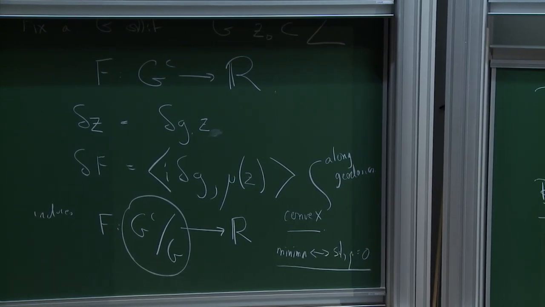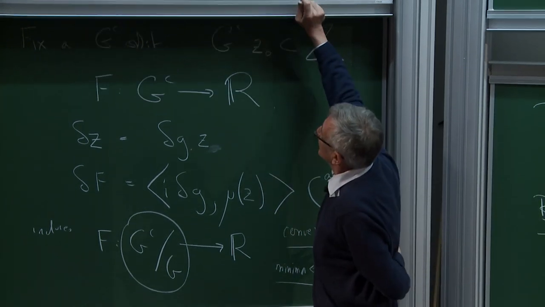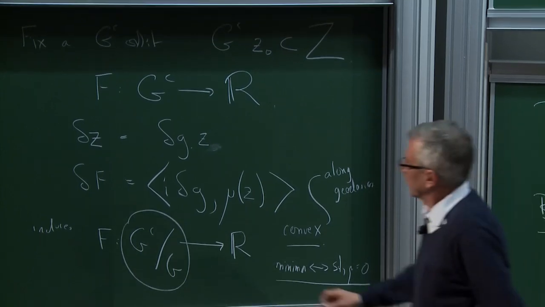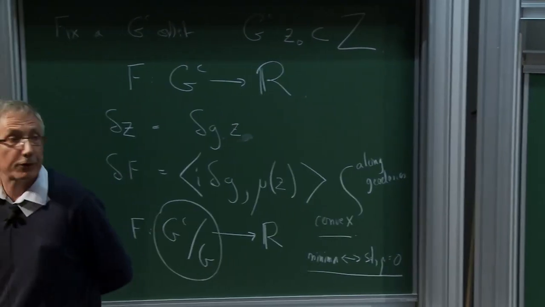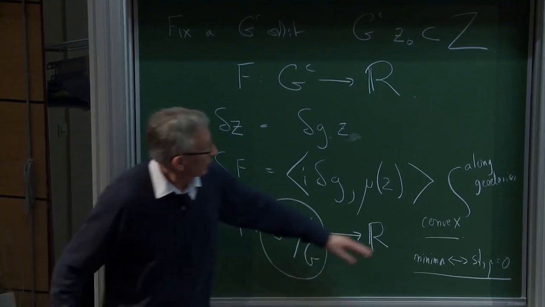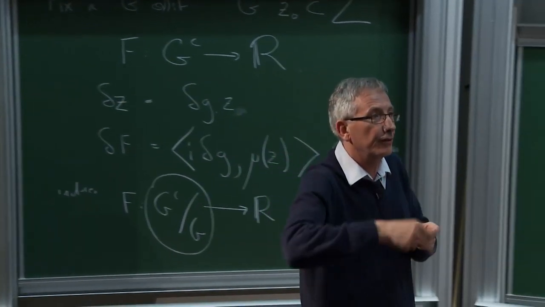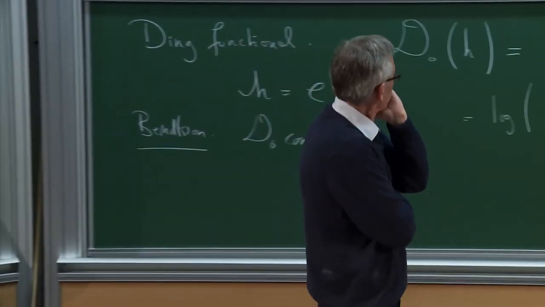So, for example, if G was SU(2), G complex would be SL(2,C). This thing would be identified with hyperbolic 3-space, and this would just mean convex. We have a function on hyperbolic 3-space which is convex along geodesics in the ordinary sense.